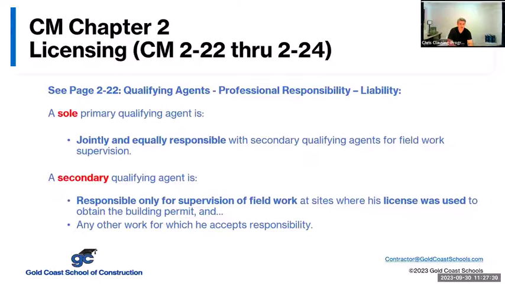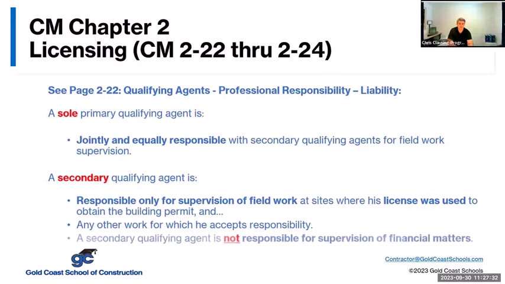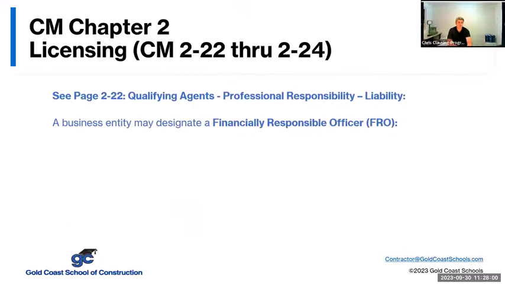And any other work for which they accept responsibility. Okay. And then a secondary qualifying agent is not responsible for supervision of financial matters. That's an important provision as well. So remember, as the sole primary, you are responsible for all the financial matters unless you have an FRO. And if you're a secondary, though, you're not responsible for the financial matters. So being a secondary qualifying agent is not as big a responsibility, but you're still, again, responsible for the supervision of the work that your license was used to pull those permits.